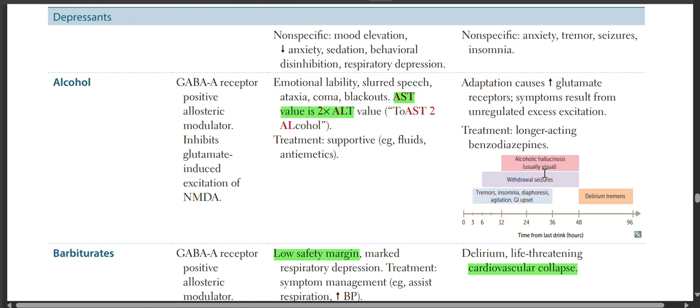Now delirium tremens is when the patient has hallucinations, is very aggressive, and has some kind of psychosis. It's also possible that the patient has some kind of seizure. So it's a very severe form of withdrawal. And the treatment for all of these alcohol withdrawals is long-acting benzodiazepines.